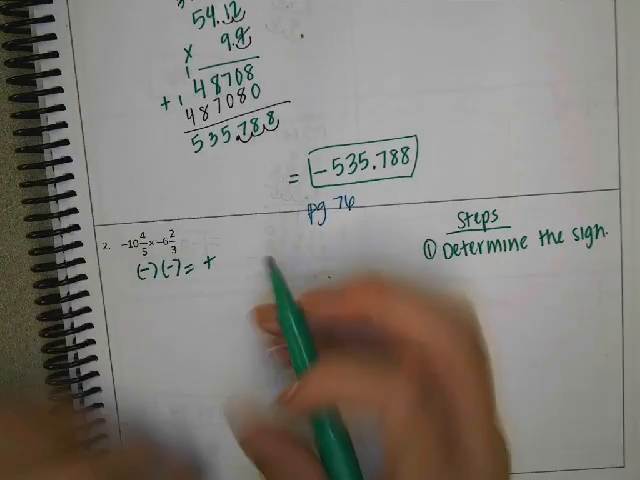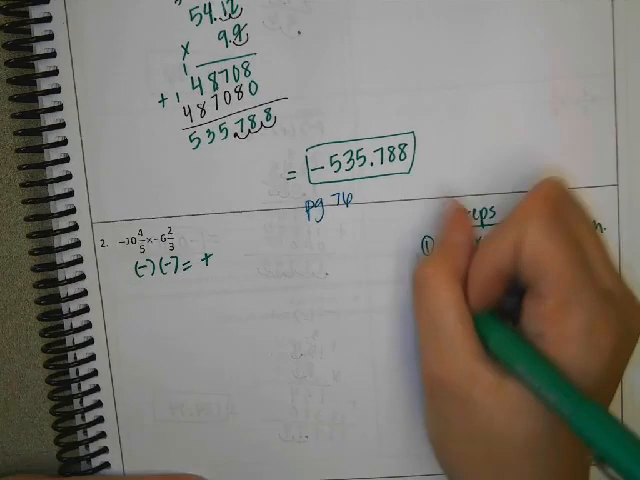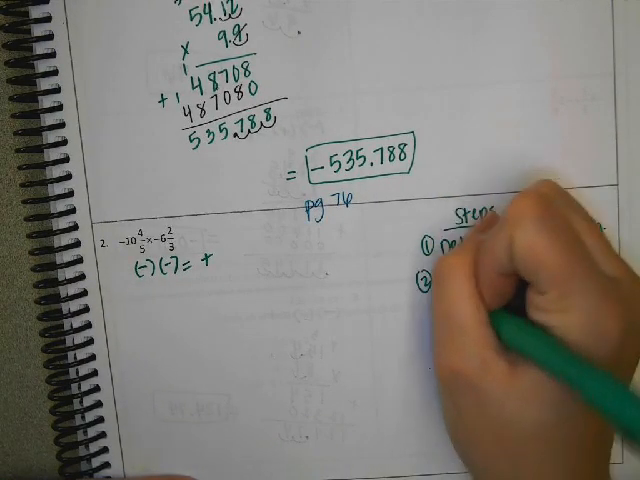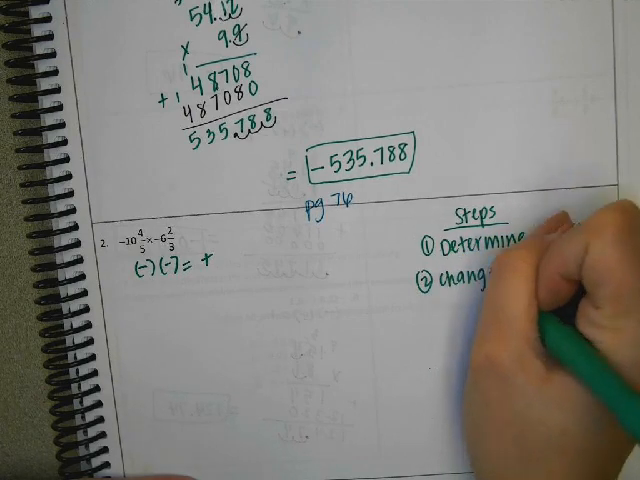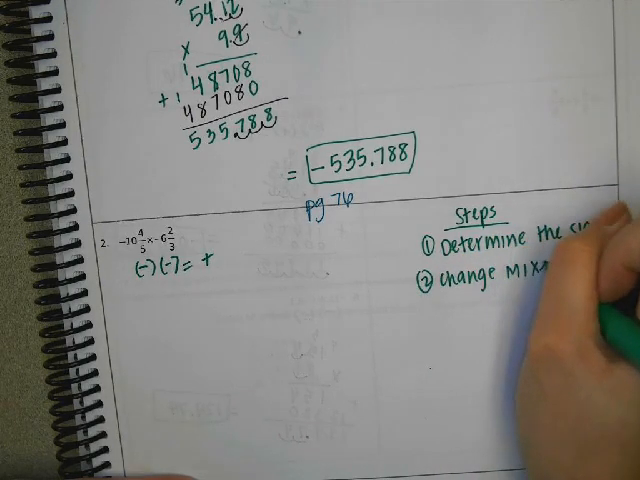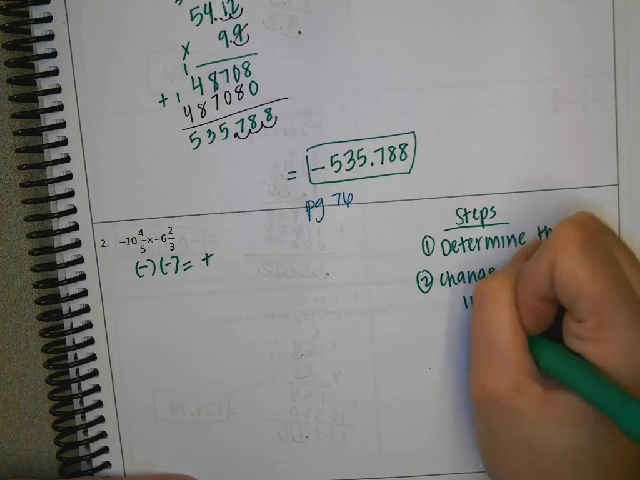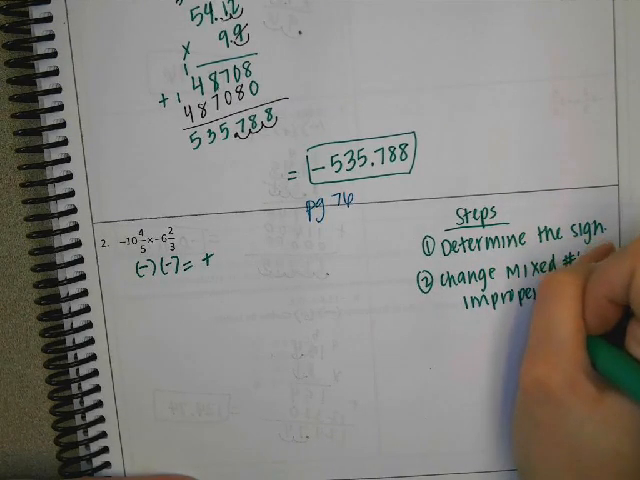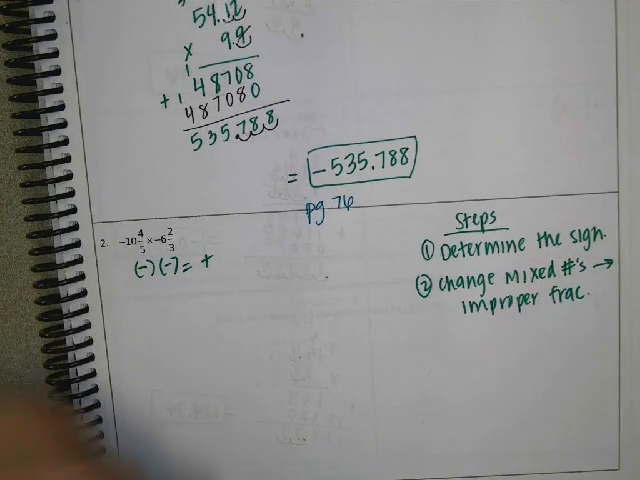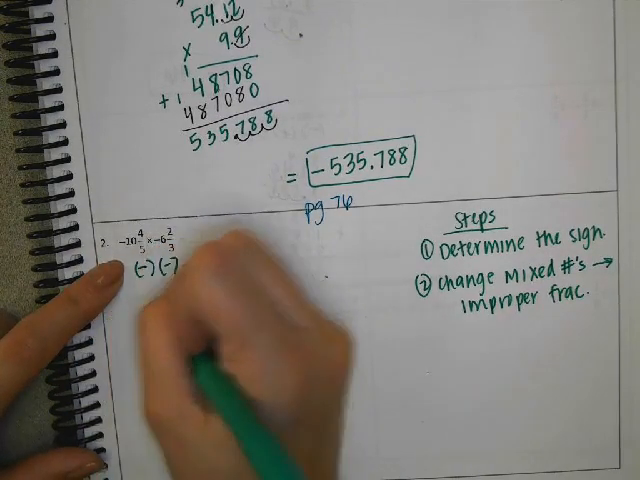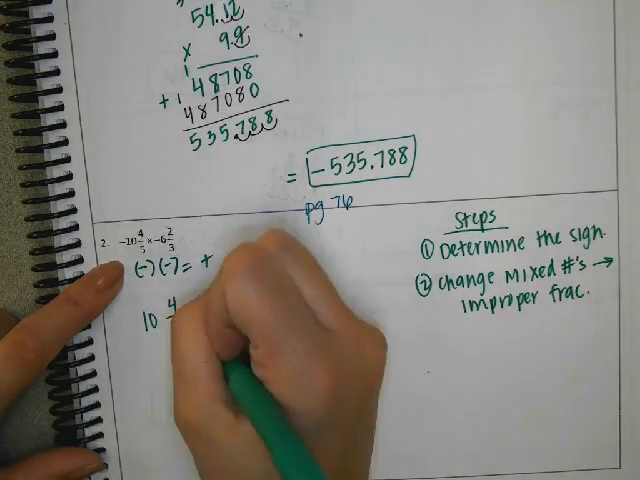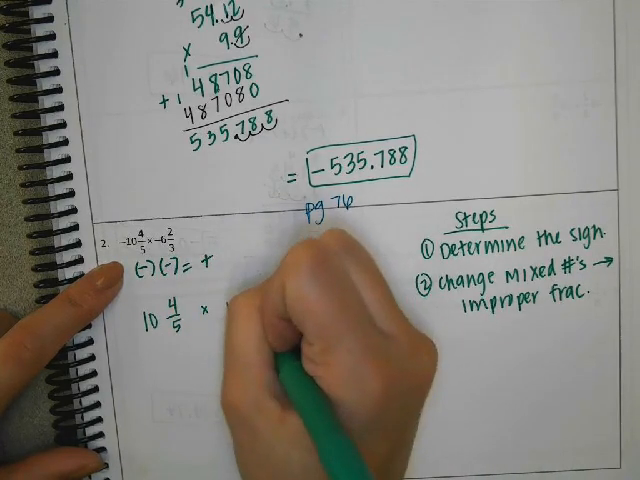The next thing that I'm going to do is I'm just going to ignore the signs for now. Step 2 is I'm going to change mixed numbers to improper fractions. Okay, so I'm going to take 10 and 4/5 times 6 and 2/3.